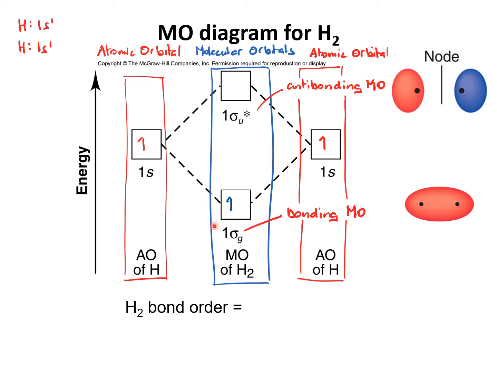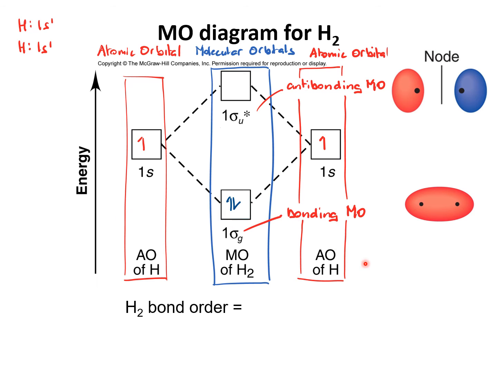Now, the second electron would also go in this molecular orbital, but this one has to go spin down, or spin minus a half, according to the Pauli exclusion principle. And so now this is the completed MO diagram for H2.